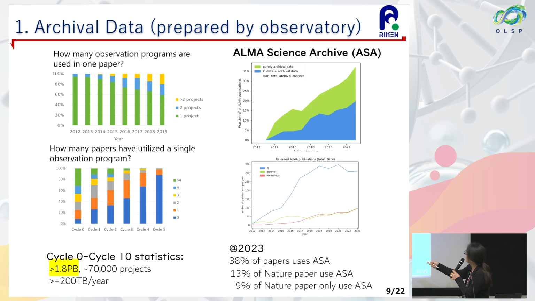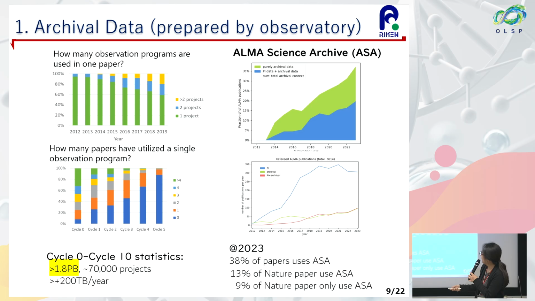In one paper, one observation has been used. But in the later stages, you want to compare the results with others, so the number of programs used in one paper will be included. And then similarly here, you see how many papers have utilized a single observation program.